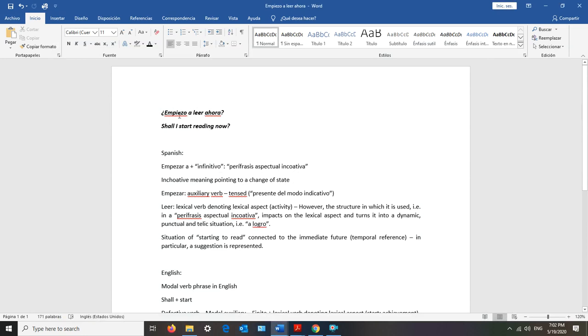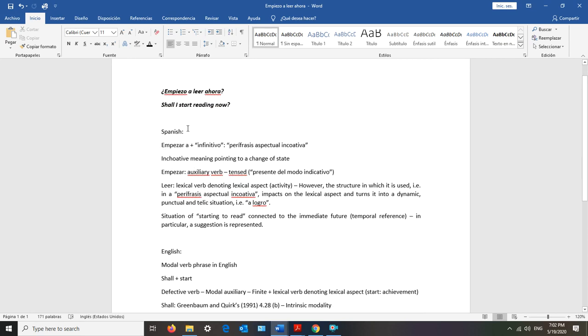So this is the original: "Empiezo a leer ahora," which could be translated into English as "Shall I start reading now?" So key ideas in terms of Spanish is that this is a perífrasis aspectual incoativa, which is made up of empezar plus infinitivo. So everything should go between inverted commas, for it is written in Spanish.